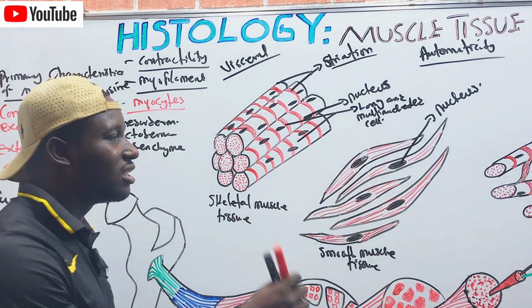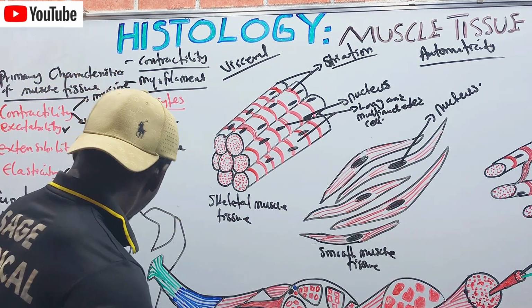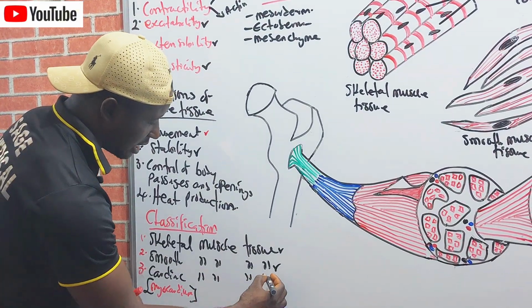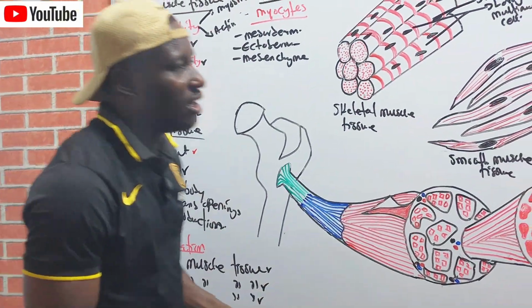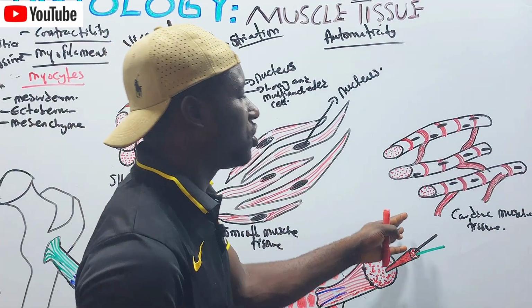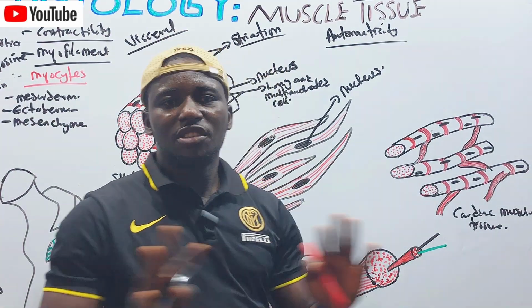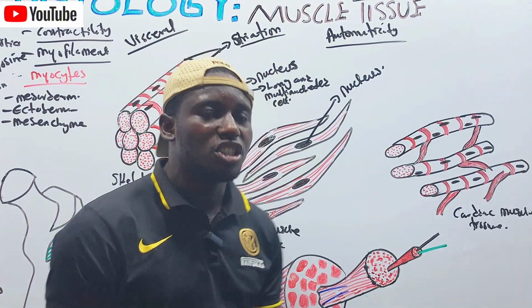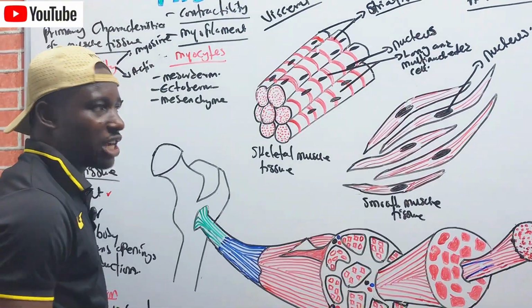To perform its work. Now, the next we shall be taking a good look at is the cardiac muscle tissue. Here is the cardiac muscle tissue. The cardiac muscle tissue is peculiar to the heart. It is found in the heart only. That is why it's called the myocardium.